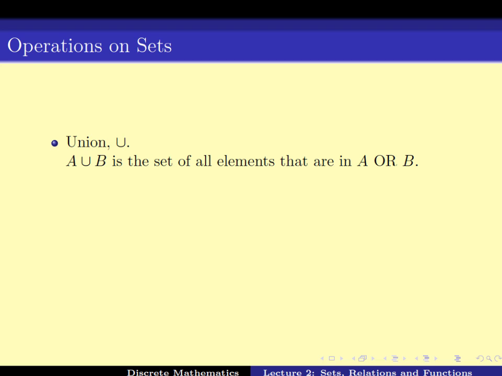Now, given a set or given sets, we can have some set of operations on these sets. There are three main operations that one can do, and they're pretty well known. First of all is the union. A union B, where A and B are two sets, is the set of all elements that are contained in either A or B. So it comprises everything together.